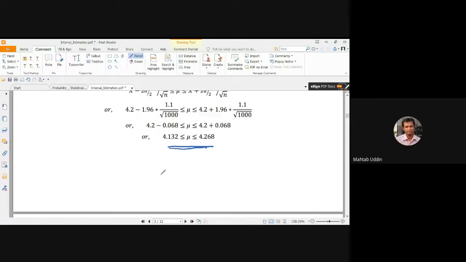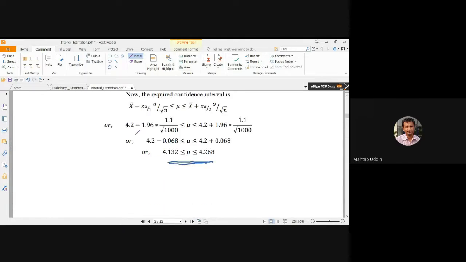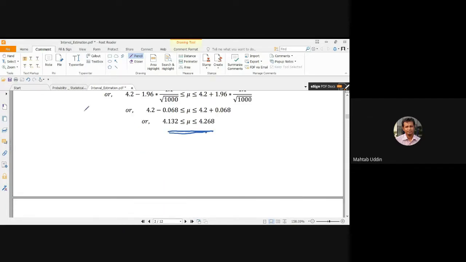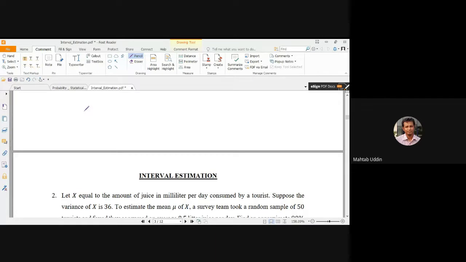Okay, let's see. Another type of interval estimation. Sometimes the average will not work anymore. Like in an election. In an election, if you say I got an average of say 500 votes, it will make no sense.